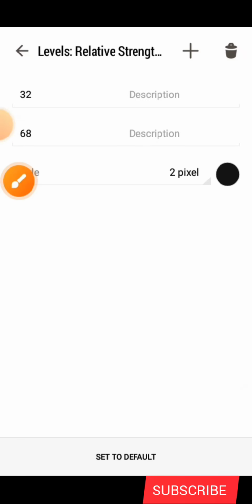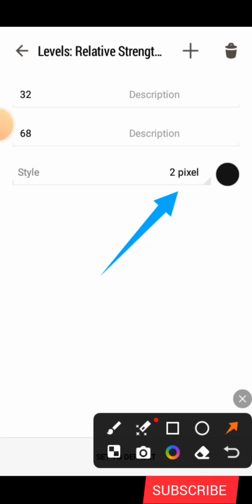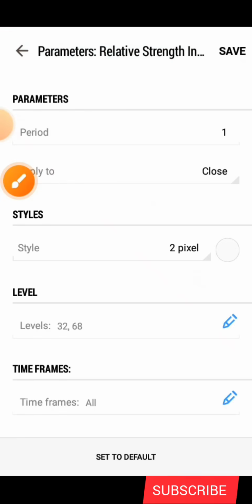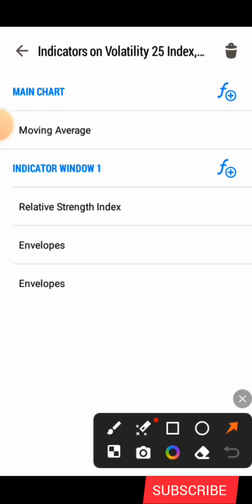This is the way you have to set the levels. You make the pixel 2 and the color is black. After setting it this way, you go back and then you click on save. After setting the relative strength index, you are going to have this indicator window 1 being formed.